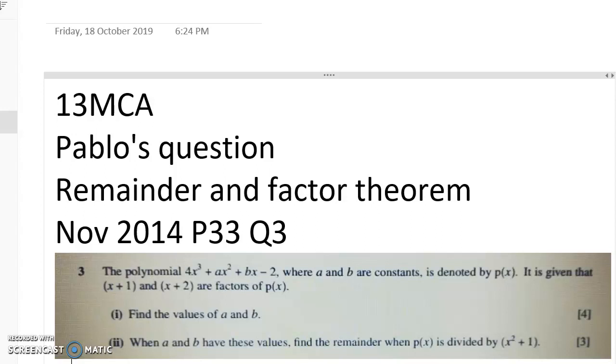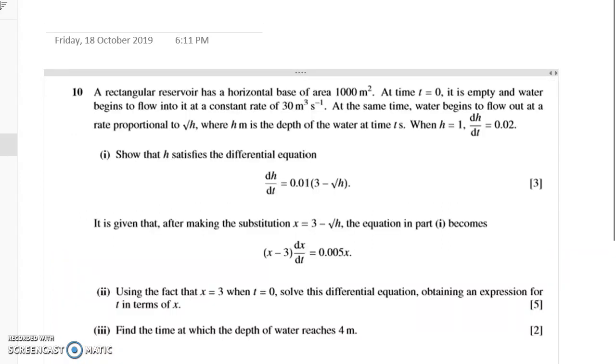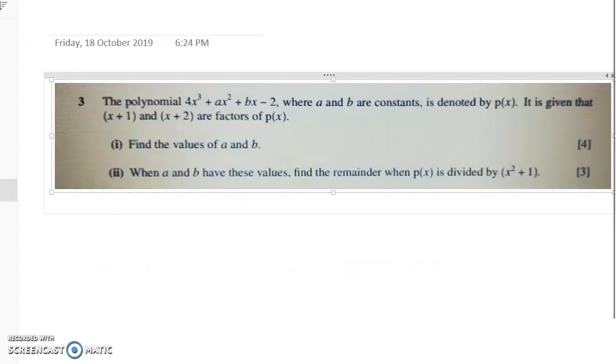This is a question from Pablo from the November 2014 paper. It's a good example of factor theorem and also of polynomial long division again. Okay, so let's have a look at it. Right, here's the question here.